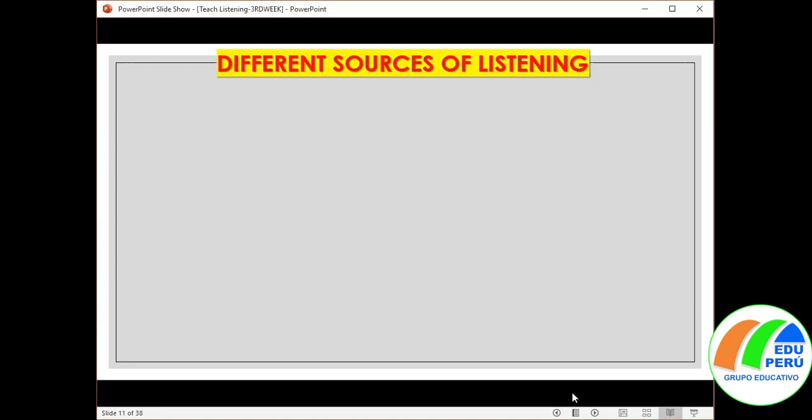Now, we are going to continue with the slides. Now we are going to talk about the different sources of listening, all right? What kind of sources can you imagine for listening? Can you tell me? In other words, remember, listening means that we are going to receive the information, right? So we call this the input. What types of input does the listener receive? From who or what? This is the source, right? From who or what they are going to receive this information, this input.